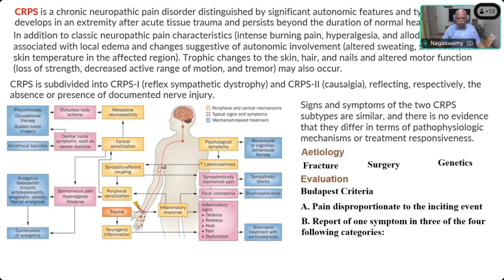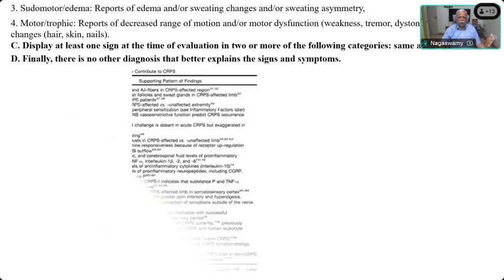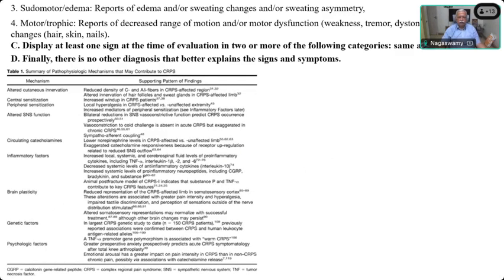Report of at least one symptom in 3 out of 4 of the following categories: sensory, which is reported as hyperalgesia or allodynia; vasomotor, temperature alteration or skin color changes; sudomotor, reports of edema and sweating changes; and motor and trophic changes seen in the skin, nails, etc. The third is display of at least one sign. The patient may complain of a symptom, and the signs that you elicit are also related to the above categories. And finally, there is no other diagnosis, so it becomes a diagnosis of exclusion also.